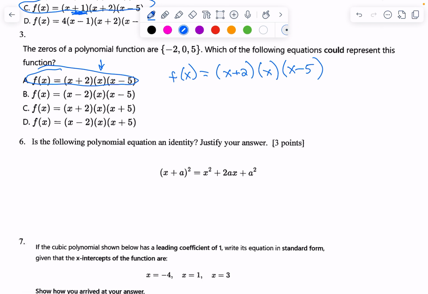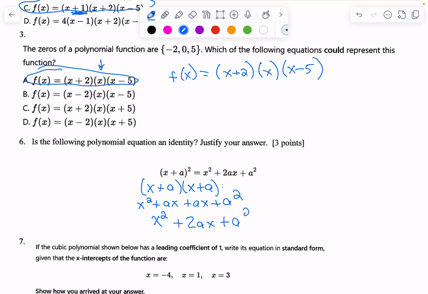Is this one identity, right? So we have to FOIL x plus a. I mean, you could do the speed FOIL if you were really, really cool, like Mr. Siegel, but I'm not really cool either. So this is x squared plus ax plus ax plus a squared, right? And then we have this term in the middle, a squared plus 2ax plus a squared.